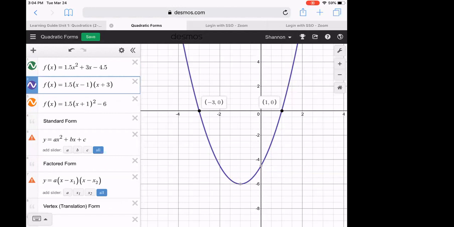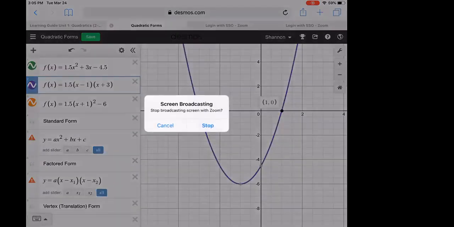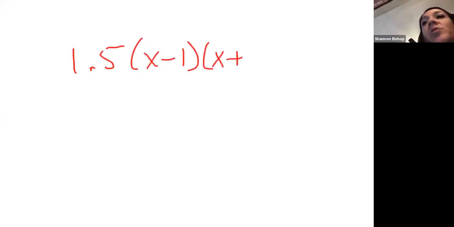So I'm going to try to switch my screen here so that I can show you a little bit more detail. So stop screen, and then go back here. Is that my face again? And then share content, whiteboard. Okay, hopefully this worked. So if you think about that formula, so 1.5 and then x minus 1 times x plus 3. Okay, so why is it that factored form helps us find the x-intercepts?